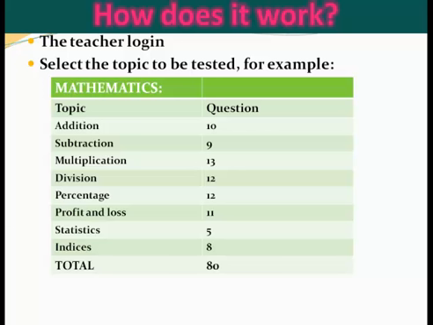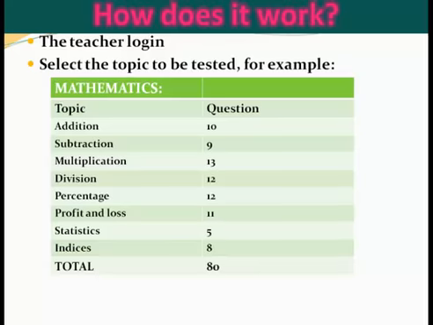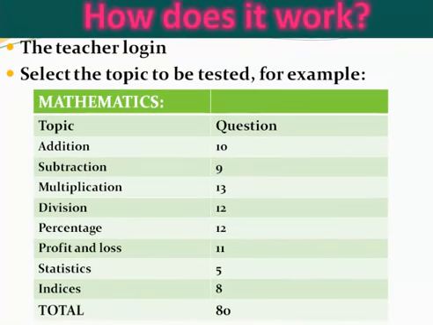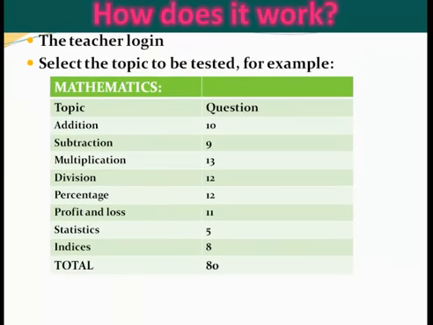Now the teacher supplies the number of questions he or she wants. In addition, 10 questions. In subtraction, 9 questions. In multiplication, 13. In division, 12. In percentage, 12. In profit and loss, 11. In statistics, 5. And indices, 8. Then the total of the questions is 80. Having done that, the teacher just clicks OK. This is how it works.